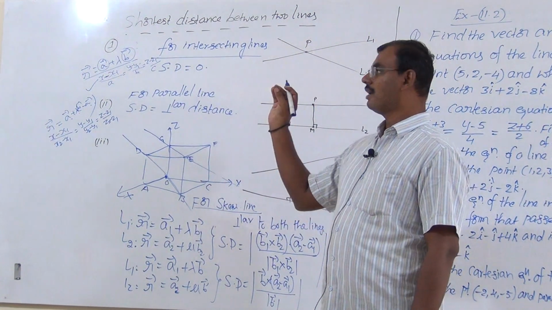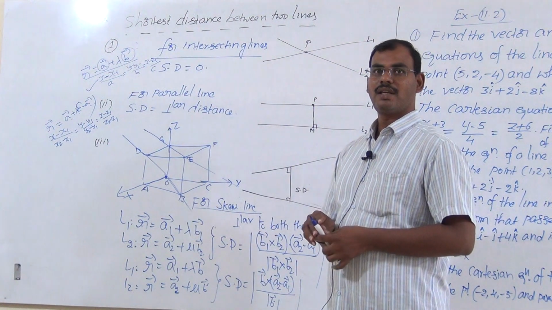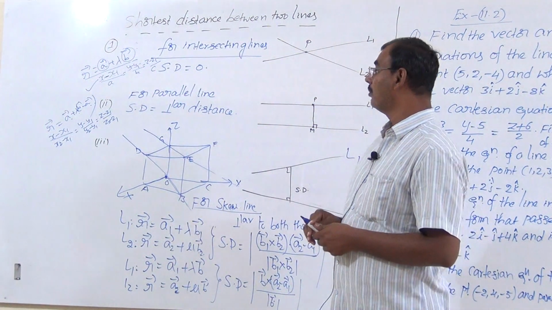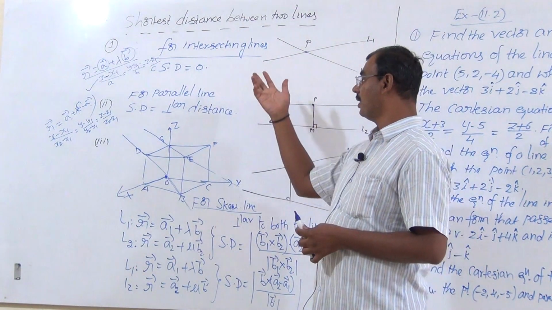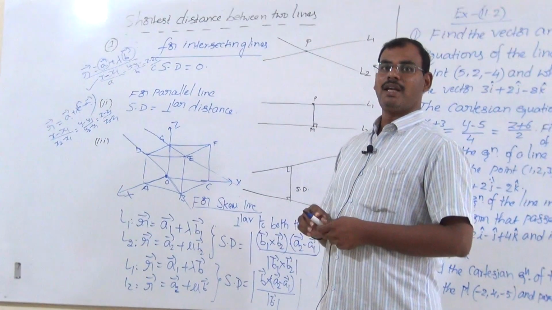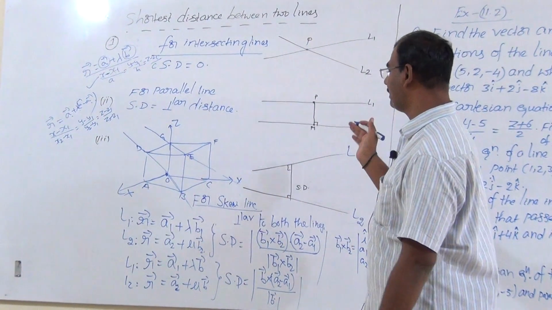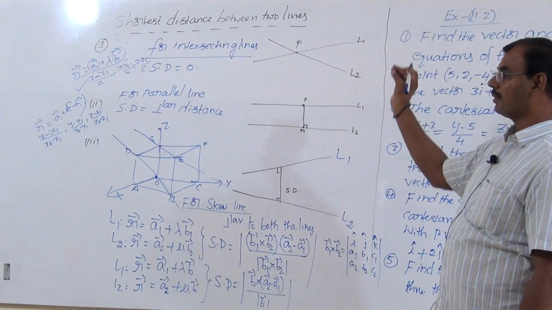So here some conditions are there. If two lines are parallel, the condition will be a1 by a2 is equal to b1 by b2 is equal to c1 by c2. Next condition, if two lines are perpendicular, the condition will be a1 a2 plus b1 b2 plus c1 c2 equal to 0. With the help of this we can solve the problems.